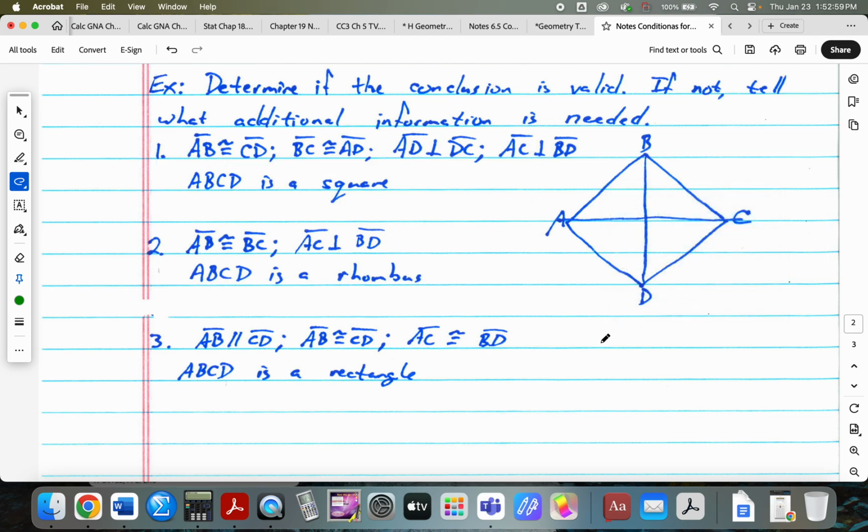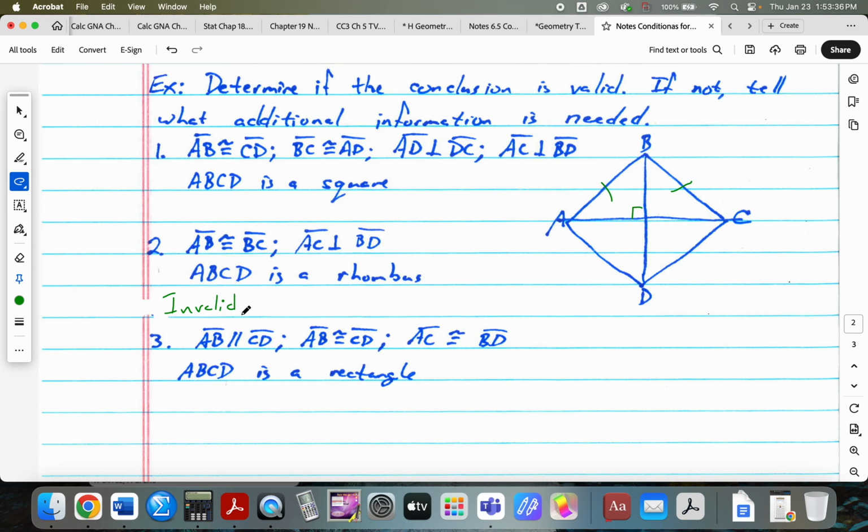All right, let me clear all that up. Let's say this is all we know. AB is congruent to BC, and AC is perpendicular to BD. Your first step is always, do I know that that's a parallelogram? Is there enough information there to know for sure that that's a parallelogram? No. So I can't decide that it's a rhombus. This is invalid.